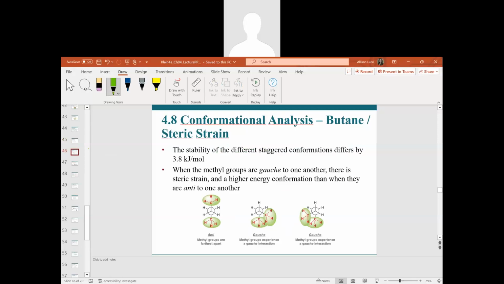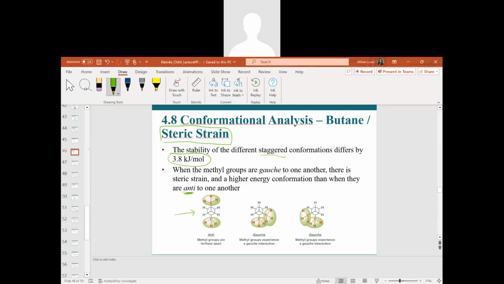In addition to torsional strain, now we're going to talk about steric strain. Whenever we have bulky groups, something that's a large group, larger than just a hydrogen, we can attribute some type of steric strain to our molecule. We can see that we have different staggered conformations, and even in the staggered form, we can see some variation in energy, about 3.8 kilojoules per mole, depending on if we have what's called the anti-conformation here.